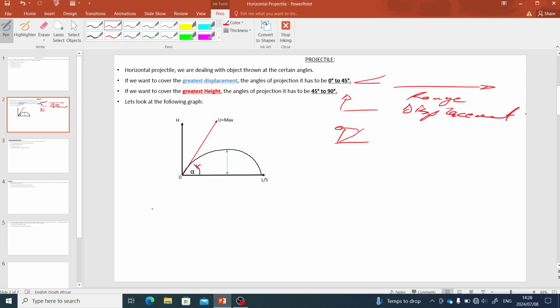Now, the formula for calculating the height would be h equals u squared sine squared alpha over 2g. Or in your books most probably it is written as u squared over 2g sine squared alpha. This is the formula that we will be using. Then if you are given time, the time taken for an object to reach the greatest height, then this formula is appropriate.